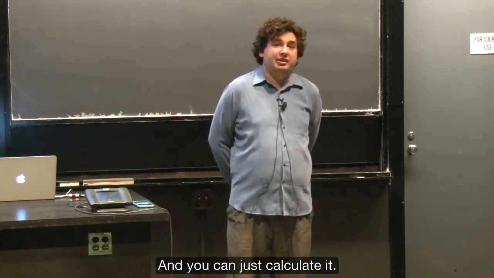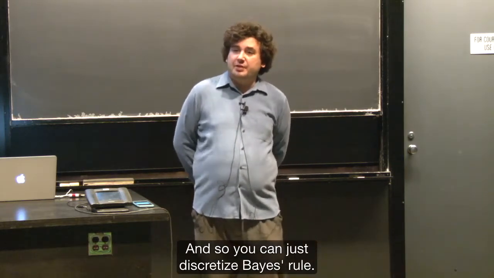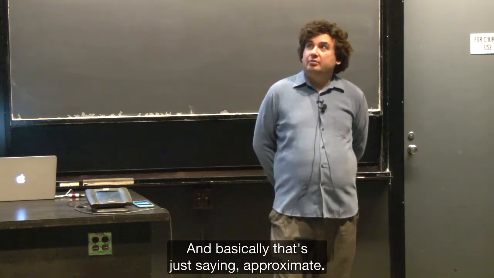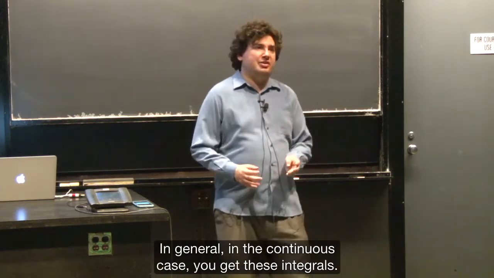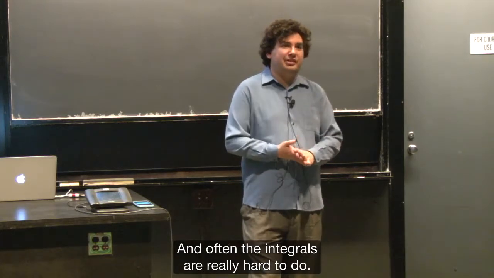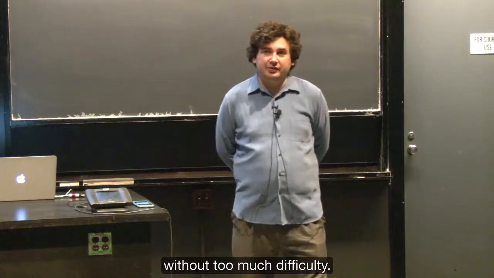And you can just calculate it. And so you can just discretize Bayes' rule. And basically that's just saying approximate. In general, in the continuous case, you get these integrals, and often the integrals are really hard to do. But a lot of times you can just approximate it as a sum without too much difficulty.